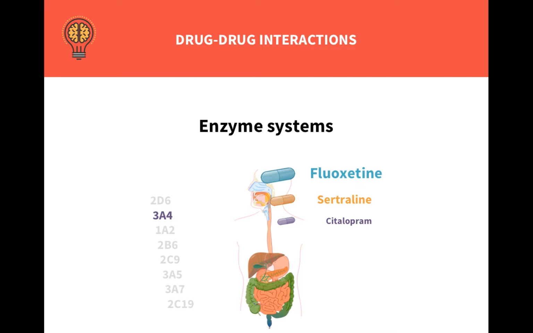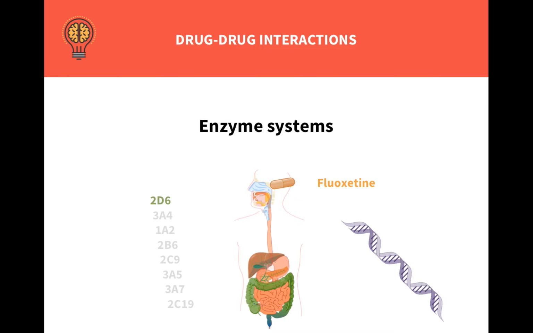To complicate things even further, the effect that certain drugs have on each enzyme system is not a binary yes or no, on or off type of system. Rather, there is a range of effects that a drug can have. For example, a drug like fluoxetine is a strong 2D6 inhibitor, while sertraline is only a moderate 2D6 inhibitor, and another SSRI, citalopram, is a weak 2D6 inhibitor.